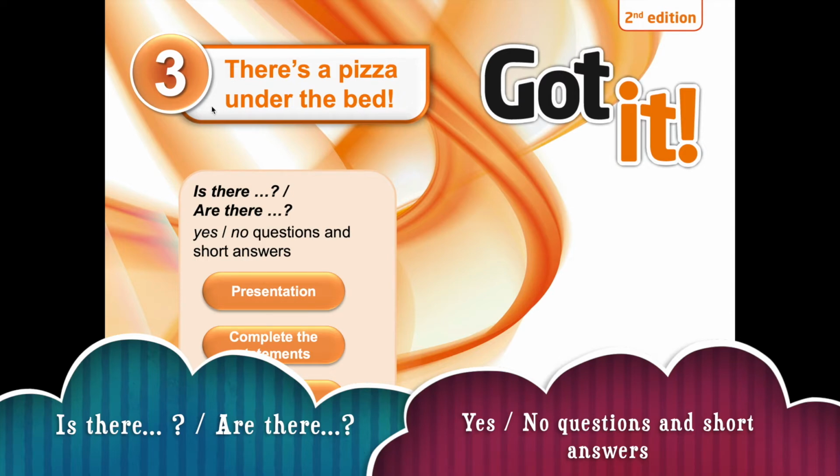I am going to remind you that we are in unit number 3, and this unit is called There's a Pizza Under the Bed. Okay, try to remember the story. What are we going to work on today? Today we're going to work with something we worked on in positive and negative form related to there is and there are, but this time we're going to work with questions and yes/no answers. So let's start the presentation.